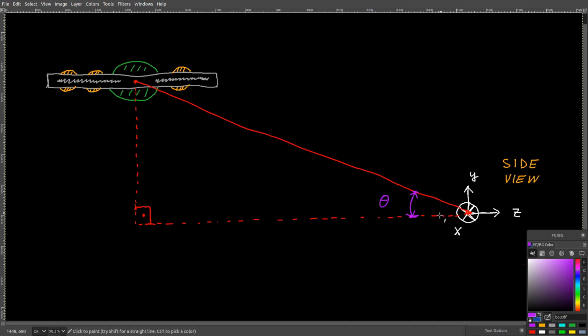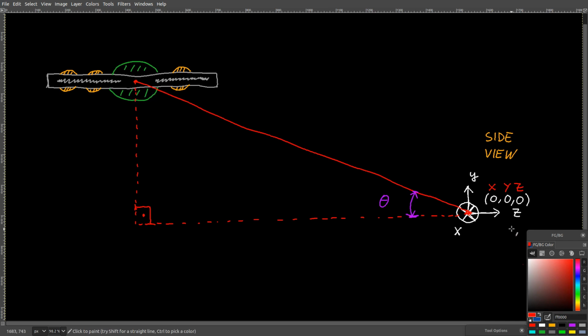Let's first establish a coordinate frame in our problem. The 0, 0, 0 point is here. This is the origin where the lasers were shot from. And up there, we have the green sphere and the rings. This is the side view.